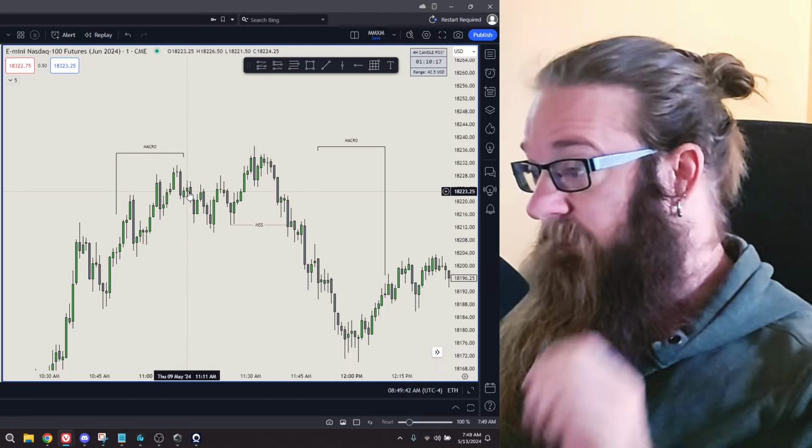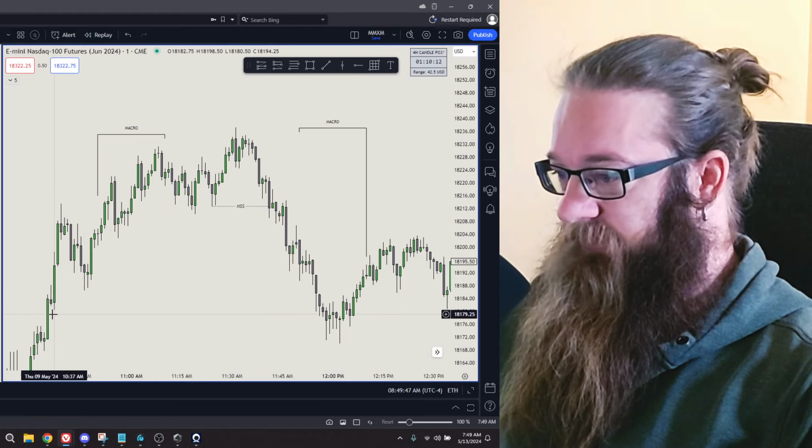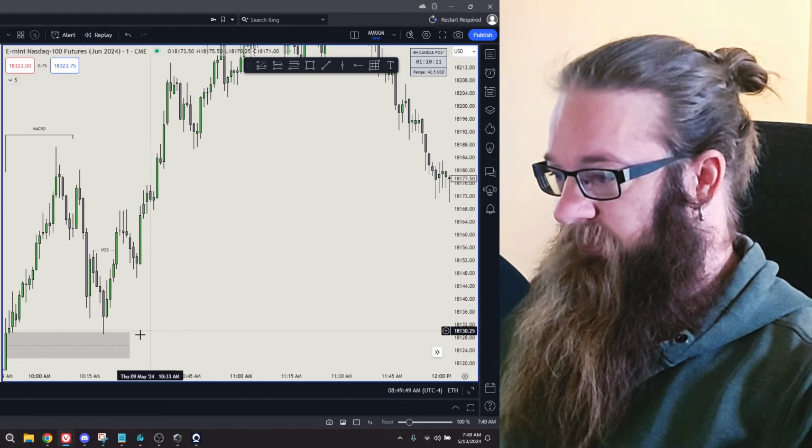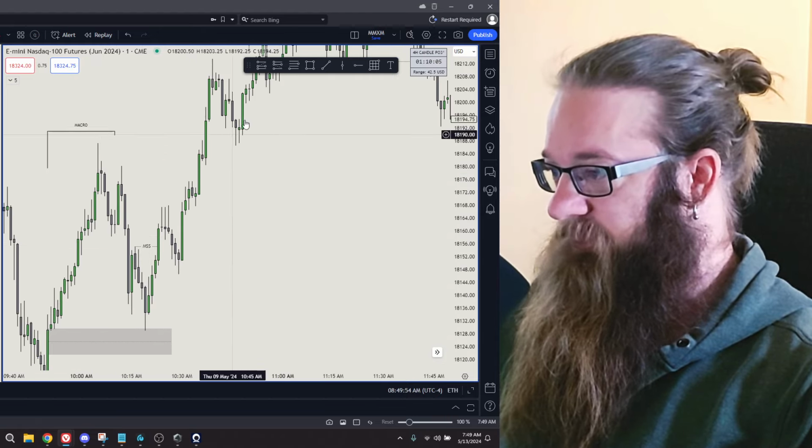So this one, it's kind of the same thing, right? So we've come from, oh, here's the next one. Let's start with this one because it goes from one market structure shift to the other one.